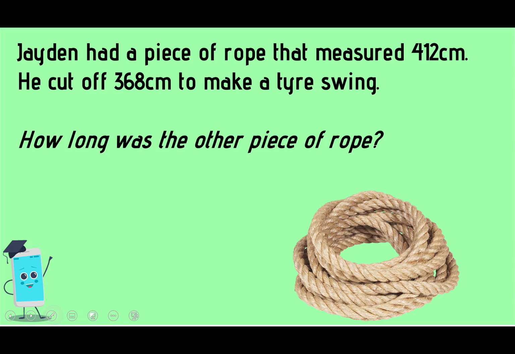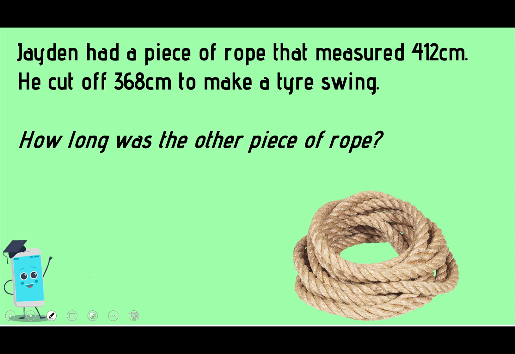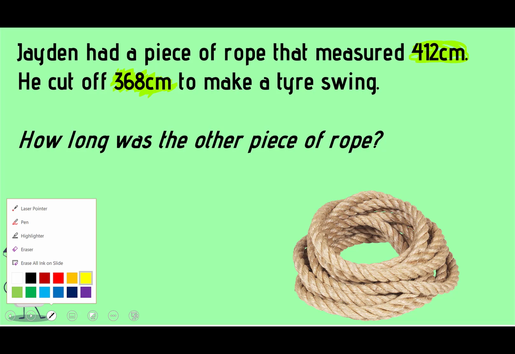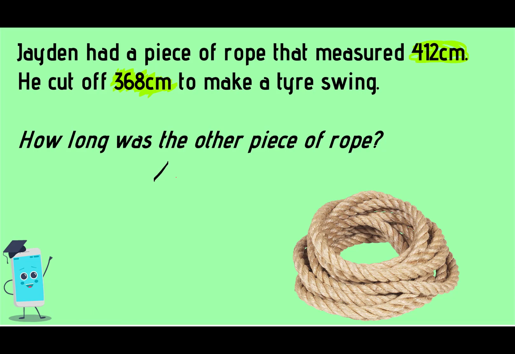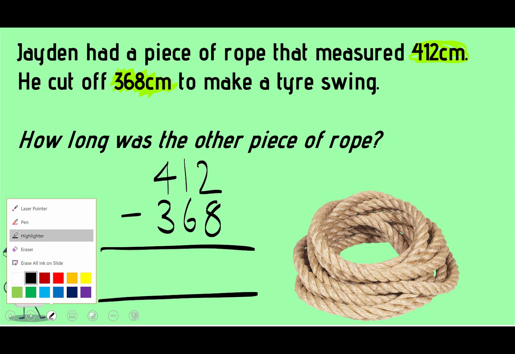Here we have a word problem, and I'm going to want to highlight the important bits of information. So Jaden had a piece of rope that measured 412 centimetres. He cut off 368 centimetres to make a tyre swing. How long was the other piece of rope? So he's cut a piece off from his 412. So he started with 412 and he subtracted 368. He cut off 368. What was he left with?